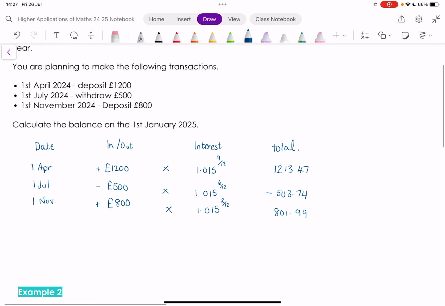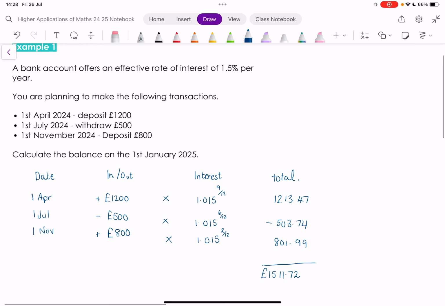So if I add those three numbers up as I see them, so 1,213.47, take away 503.74, add 801.99, my accumulated value after that 9-month period is £1,511.72. So the key thing here is that any withdrawals will have a negative with them, and that will stay at the end.